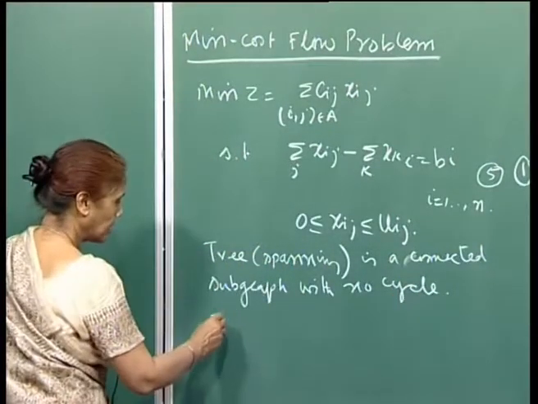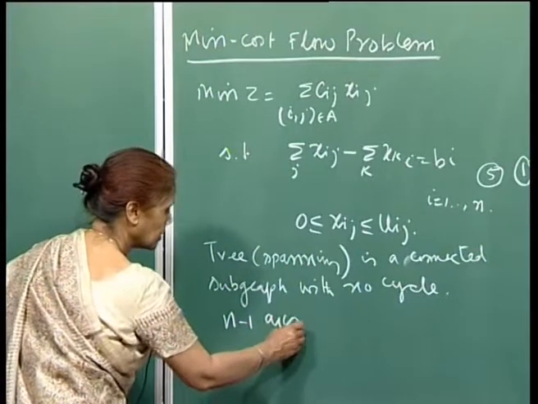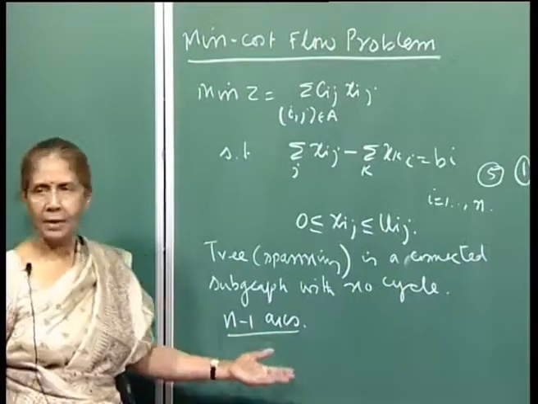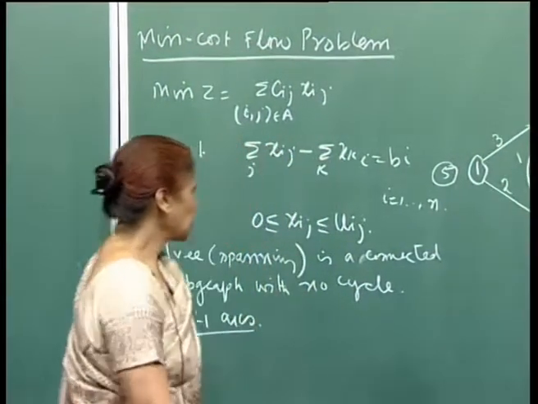So, we said that it should have n minus 1 arcs. A spanning tree will have n minus 1 arcs, and there will be no cycle present. I had defined all these things right in the beginning when we were talking about it.